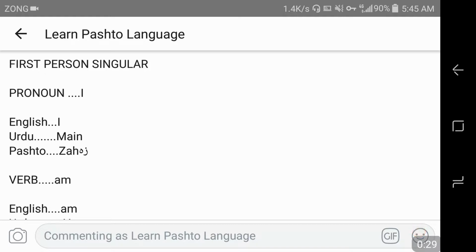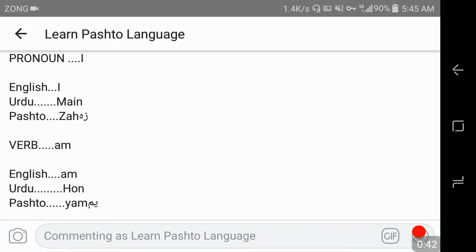The sequence of the lesson is very simple. First the word is in English, second in Urdu, and third in Pashto. We have written both of them in Roman Pashto and in Pashto script.